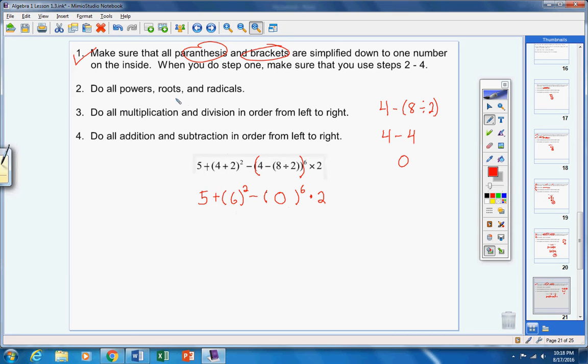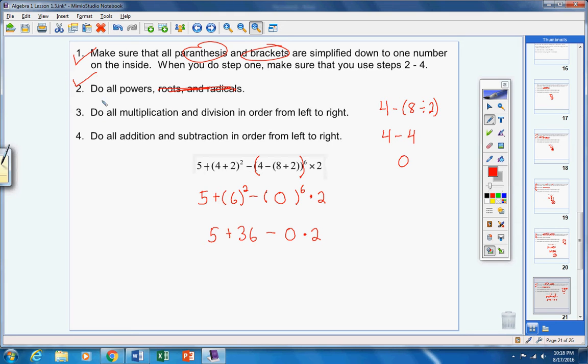Next, do all of your exponents. Well, let's see. Do I have any exponents? Yeah, I've got one here. So 5 plus what? 36. 6 times 6. Minus, well, 0 to the 6th power. That means you write 0 6 times. What doesn't matter, does it? 0 times 0 times 0 times 0 times 0 times 0 is going to be 0, so it really doesn't matter. And then bring down your times 2. So there I did my powers.